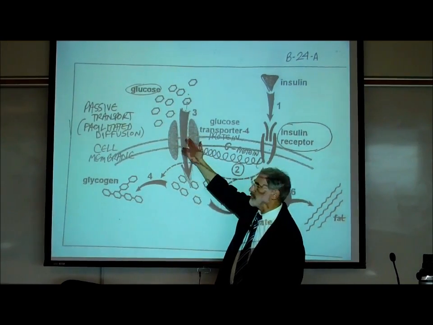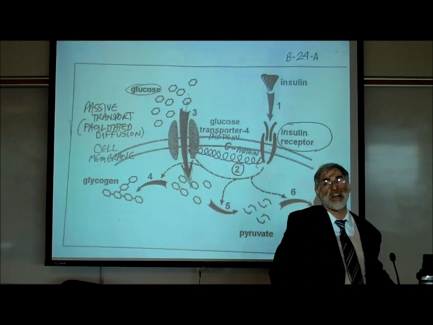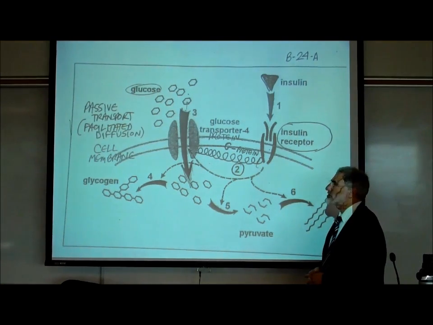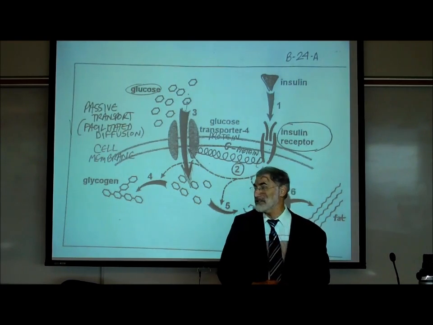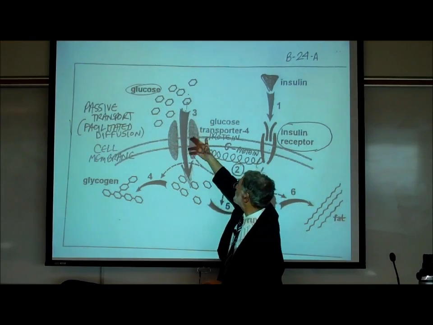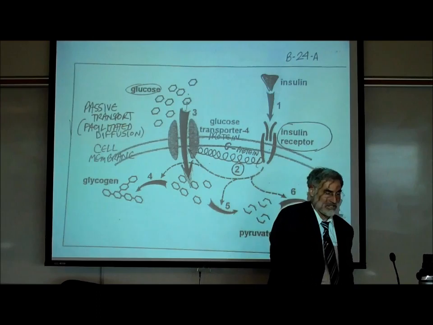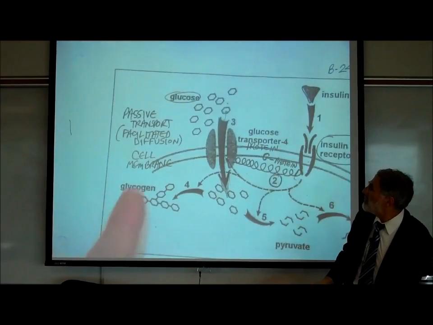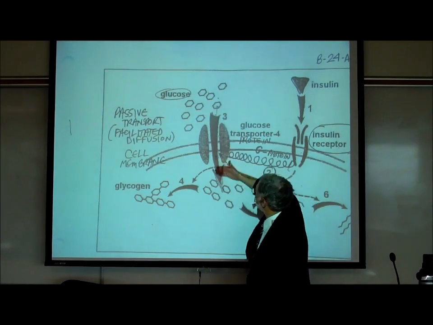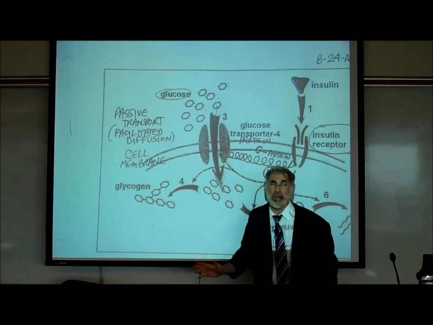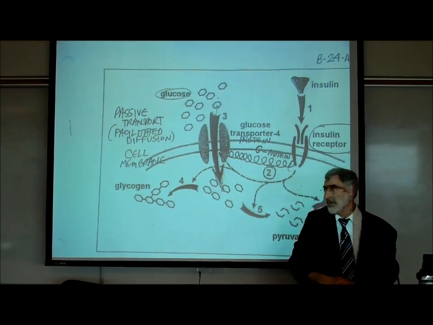Now the glucose is flowing down its concentration gradient. It's just that glucose is a little bit on the large side to get easily across the cell membrane, so this transporter protein helps move it across. This is an example of passive transport or facilitated diffusion. A transporter protein is helping to move a chemical across, but no ATP is required.